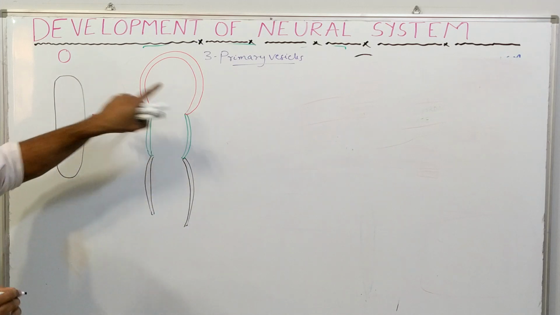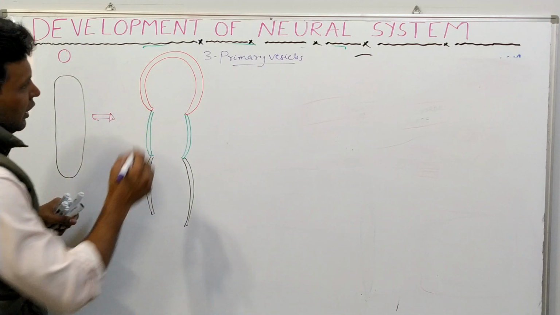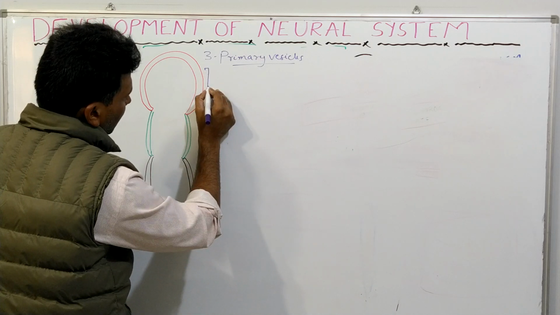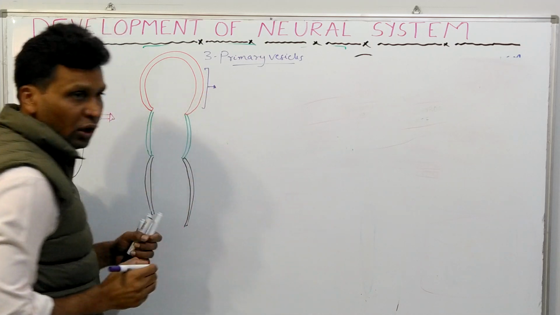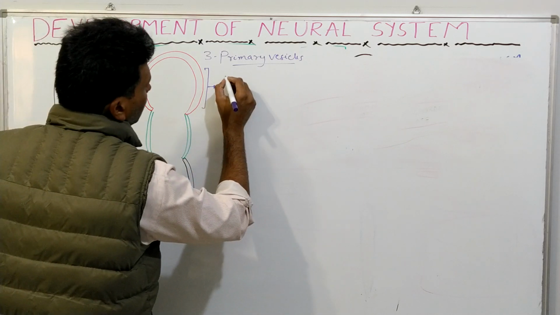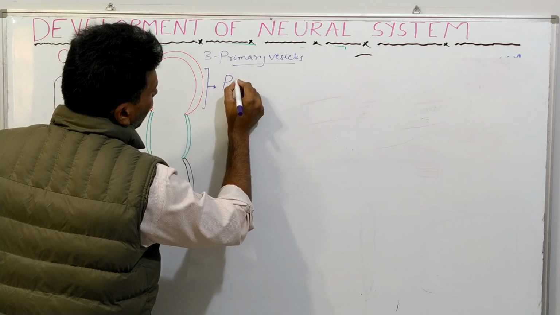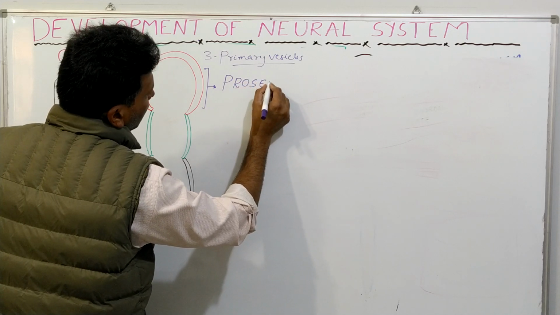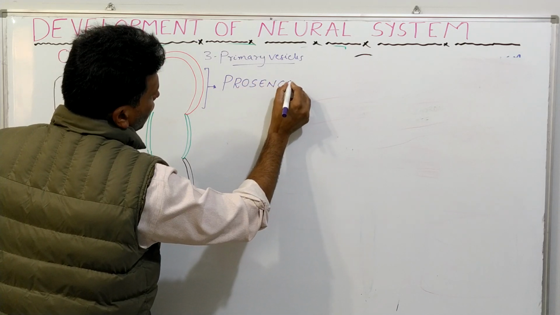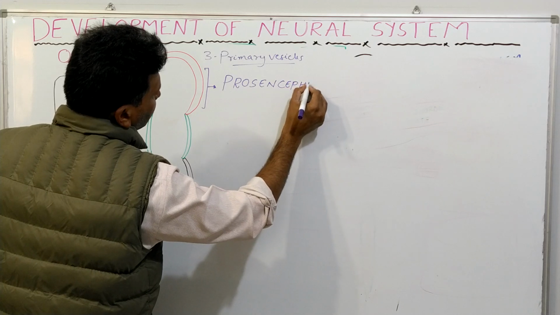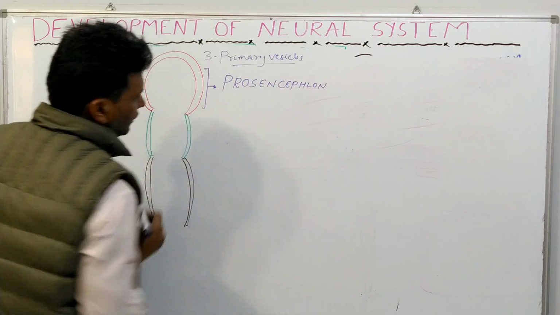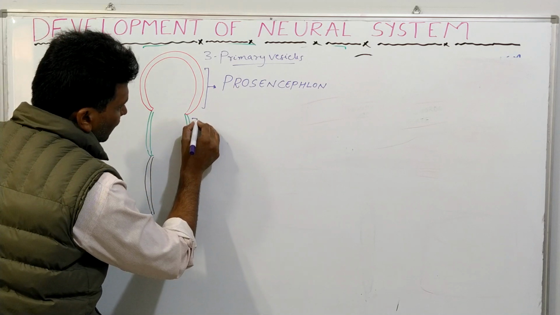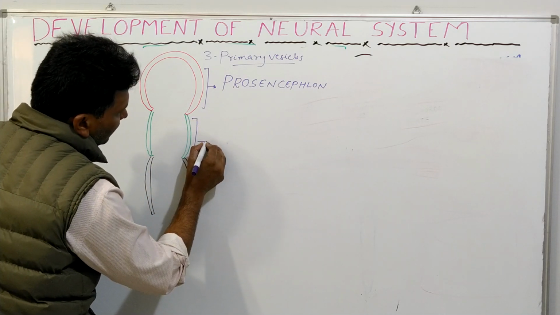Now they have different names. The first vesicle is called prosencephalon. Now the second is called mesencephalon.